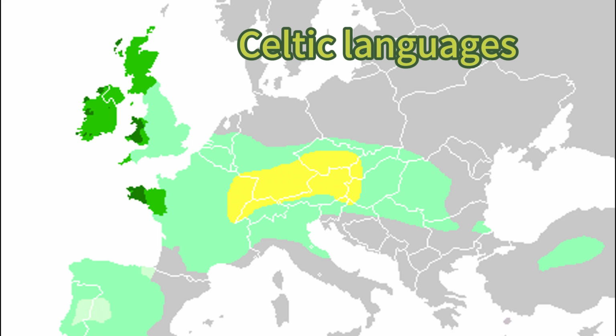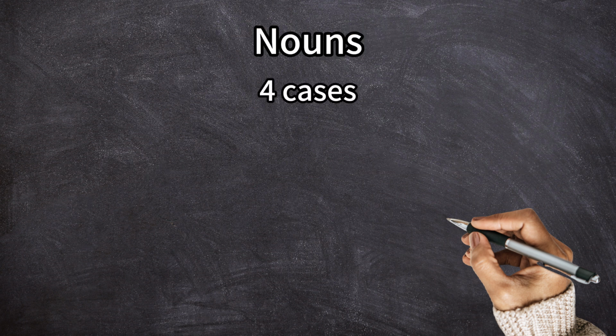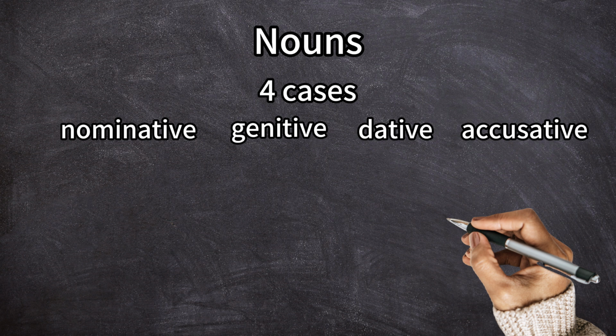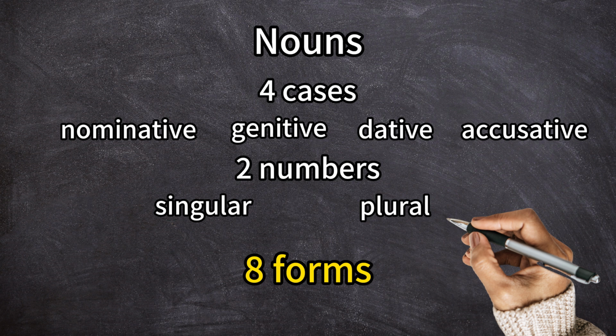Old English was drastically different from what we speak today. Even after centuries of evolution, it still looked and sounded much more like German. It had a complex system of grammatical gender, case, and number. For example, nouns had 4 cases: nominative, genitive, dative, and accusative, and 2 numbers, singular and plural. That means one noun could have 8 different forms.